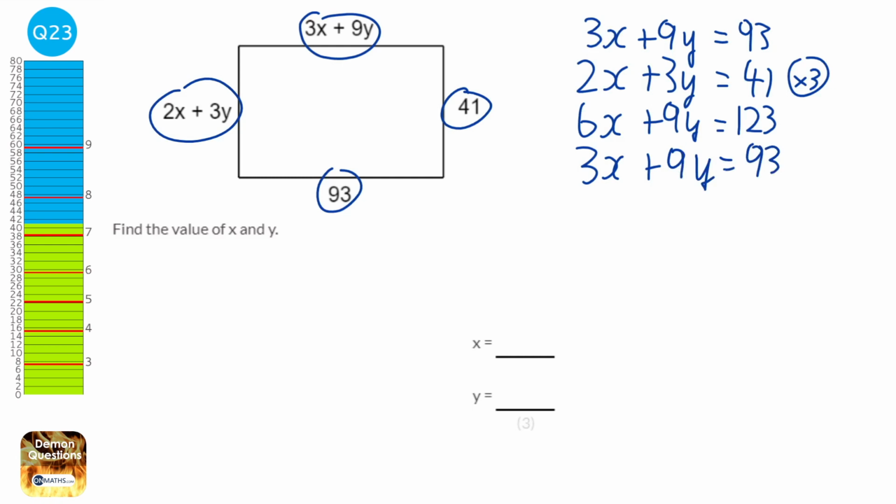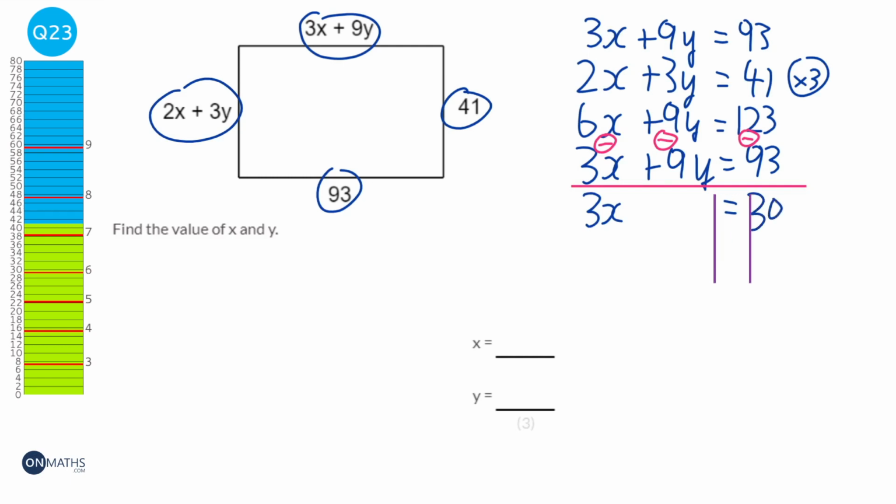Now looking at the signs, they are the same, and the s in same is the s in subtract. So we're going to subtract going downwards. So 6x take away 3x is 3x. 9y take away 9y is nothing, which is good. That's what we need. And then 123 take away 93 is 30. We're going to get our solving lines in, and we're just going to divide by 3 both sides. So we've got x equals 10.